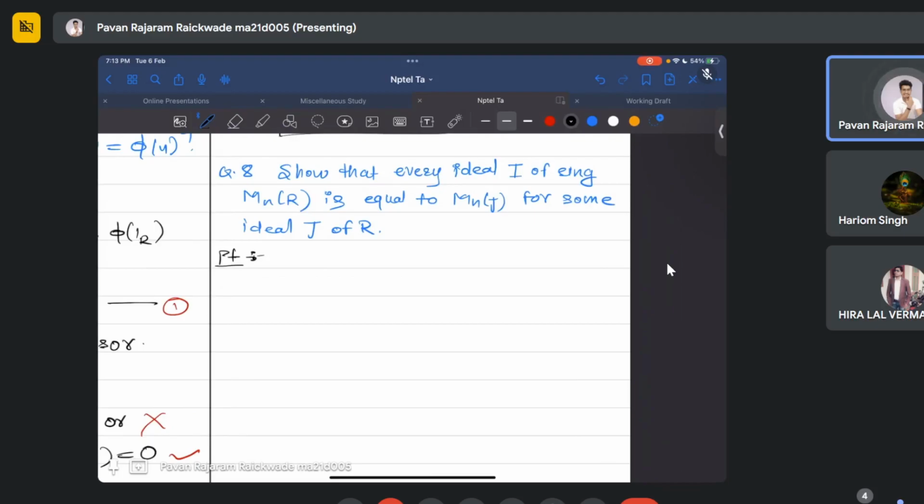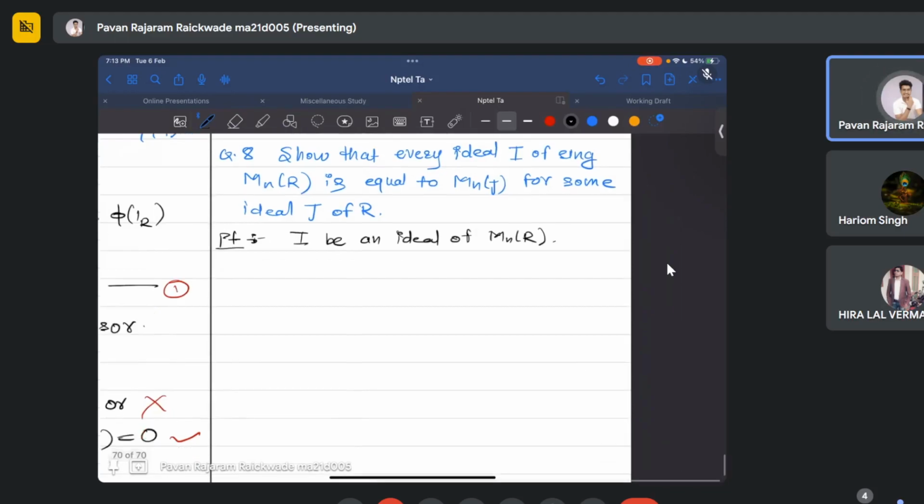So what I'll do is, first thing, let I be an ideal of Mn over R, the set of all matrices, where R is a ring with unity. So consider J as follows. I have an ideal I, so there are matrices there. I will collect the entries of each matrix A in I. Okay, for every matrix A, I'll collect the entries of this matrix.